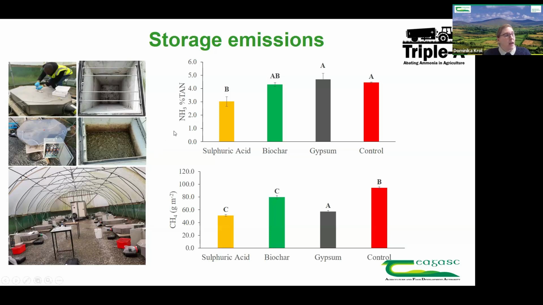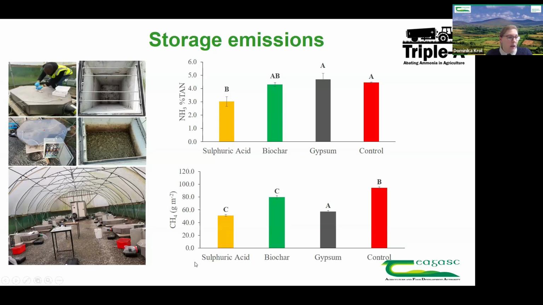As you can see, emissions were fairly low anyway. So on the ammonia side, we only had a few percent loss, most likely due to a relatively cold winter. So our winter storage conditions were quite cold. But again, sulfuric acid reduced emissions. Biochar wasn't significantly different from control. However, there seemed to be a trend for potentially reducing emissions.